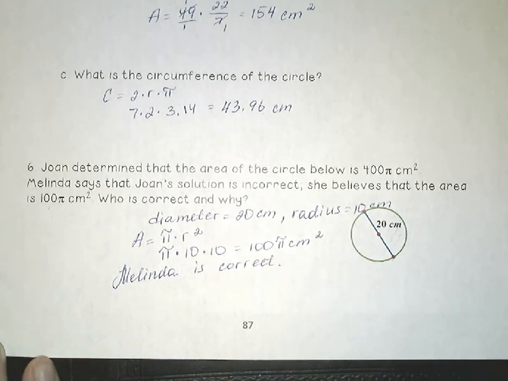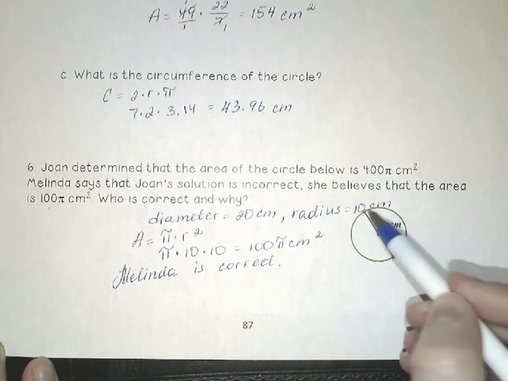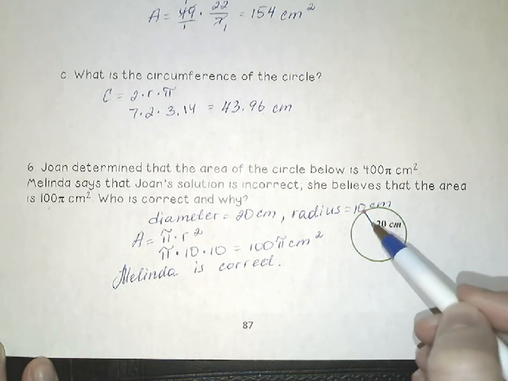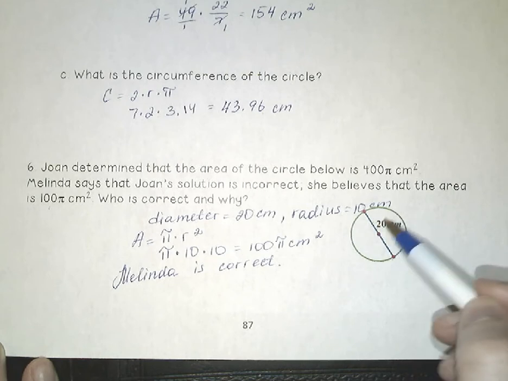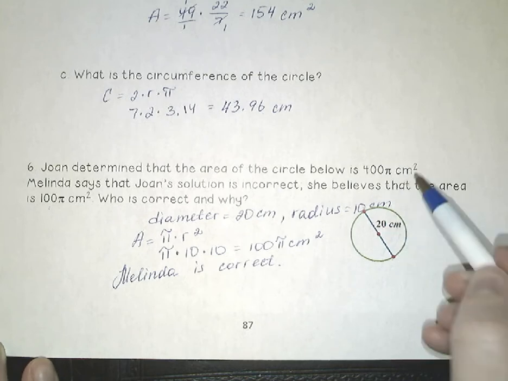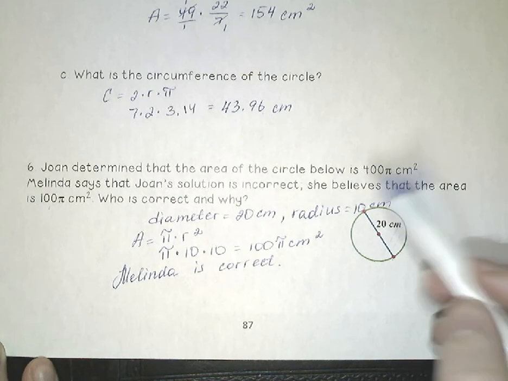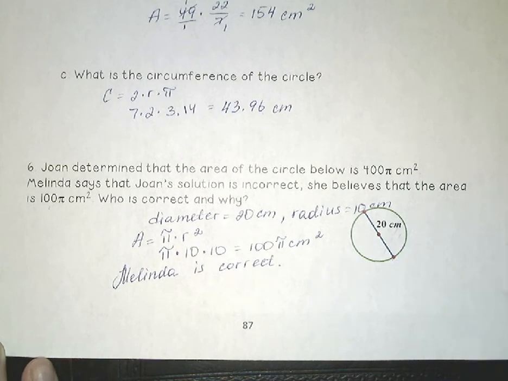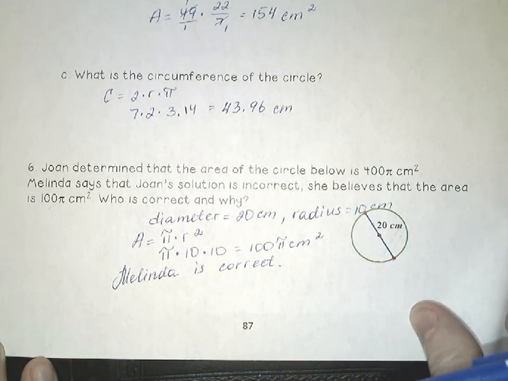I can see how Joanne would be correct as well. If Joanne sees this circle and thinks the radius is 20 centimeters, because 20 centimeters is kind of written down in the radius part, then she would multiply 20 by 20, which is 400 pi centimeters squared. So Joanne might have seen that 20 is the radius, right? Not the diameter. Okay, that's the only difference.